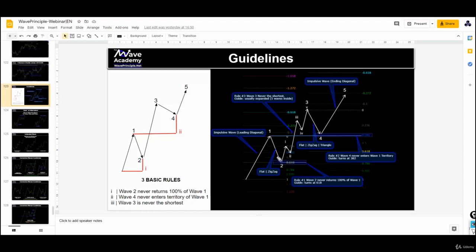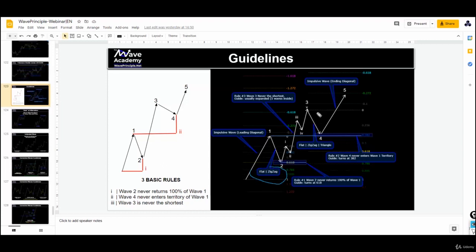Another guideline is that wave 2 usually returns at 0.618, but that doesn't mean that it's going to touch it perfectly, but sometimes it does and then goes away. Sometimes it just comes back to the 0.382, or it may go here to the 0.786. That's another guideline.